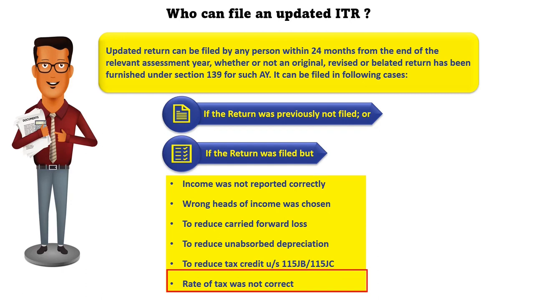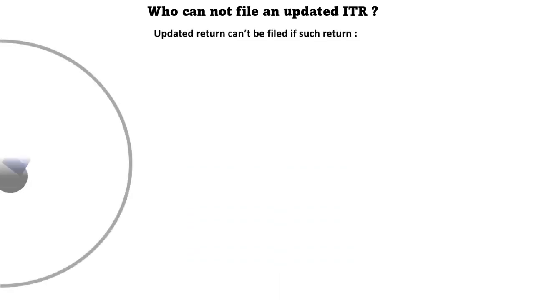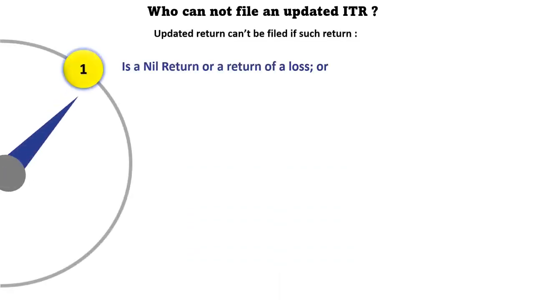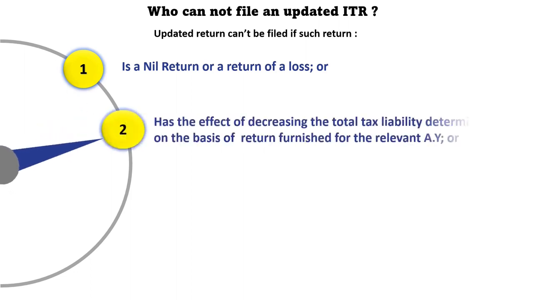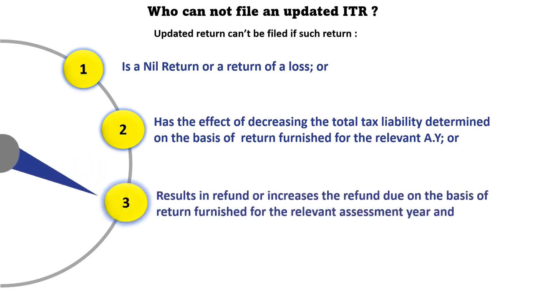Updated ITR can also be filed when the rate of tax was not correct in the previous ITR. However, updated ITR cannot be filed if such return is a nil return or a return of loss, or if it has the effect of decreasing the total tax liability determined on the basis of return furnished for the relevant assessment year. Similarly, ITR-U cannot be filed if it results in refund or increases the refund due on the basis of return furnished for the relevant assessment year.